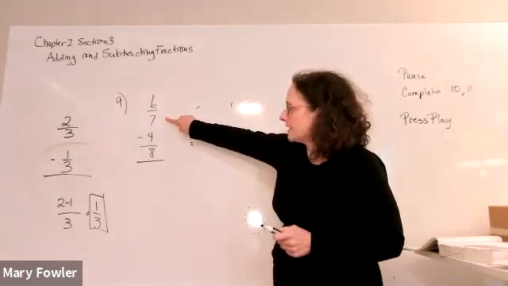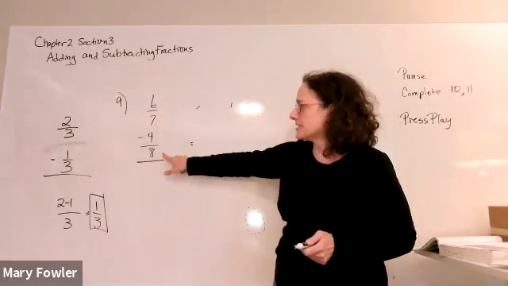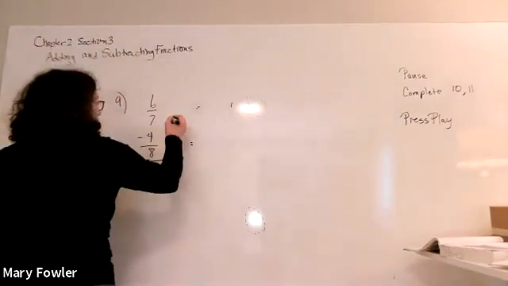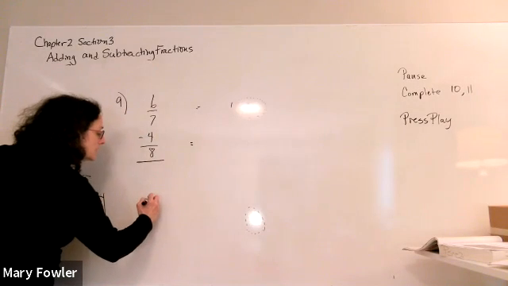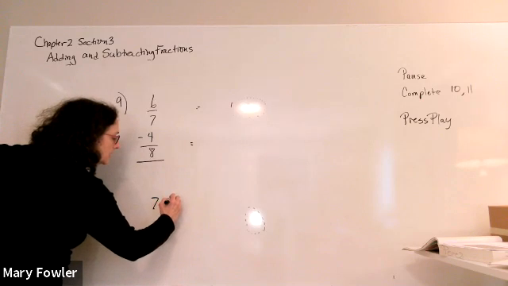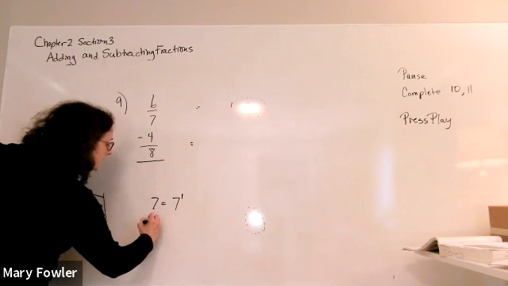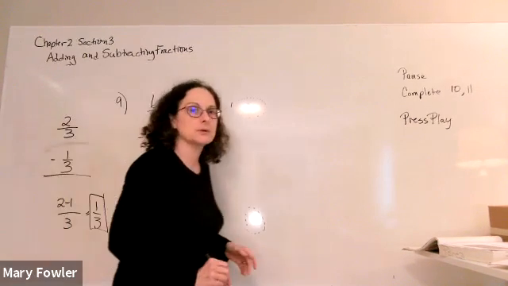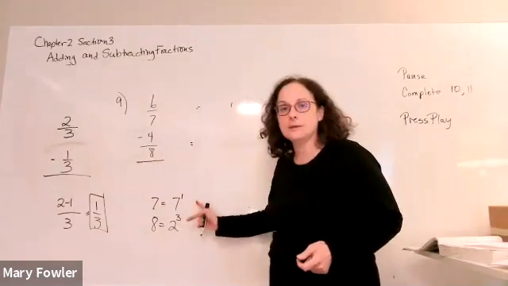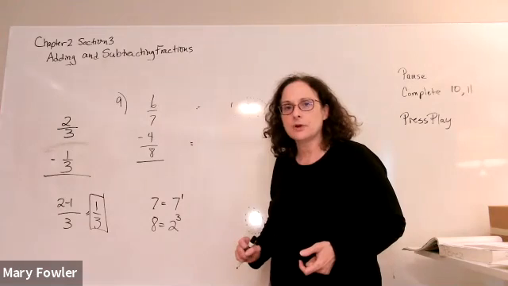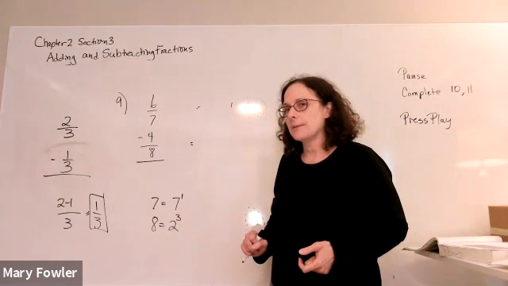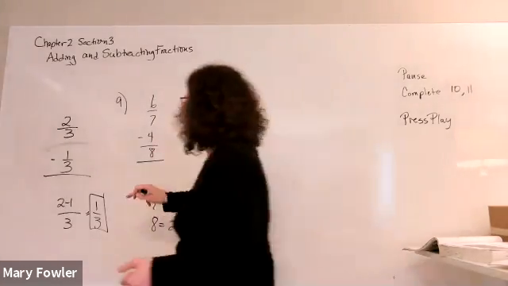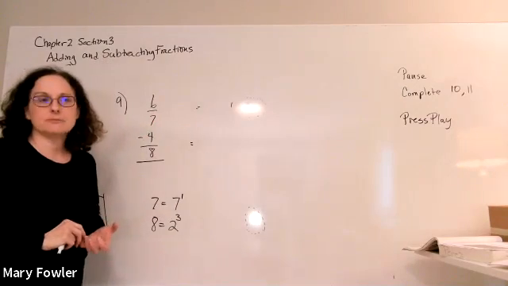Okay, so 7 and 8, 7 does not divide 8 evenly, so I know they're not related. And now I should write each of them in its prime factorization. And 8 is 2 times 2 times 2, 2 to the 3rd. And I see that they have no common prime factor. So they are relatively prime, and the common denominator is just the product of the two numbers. So my common denominator is going to be 7 times 8, which is 56.